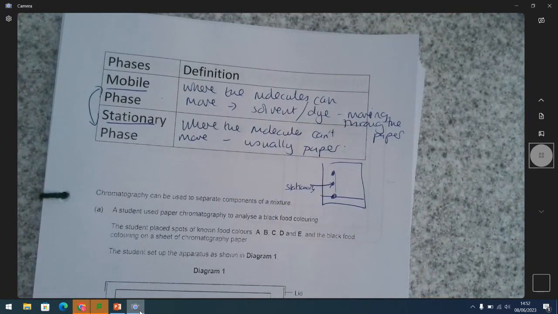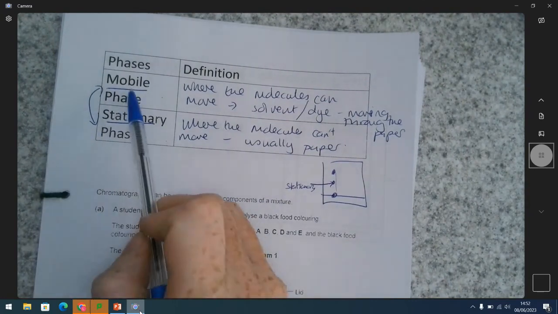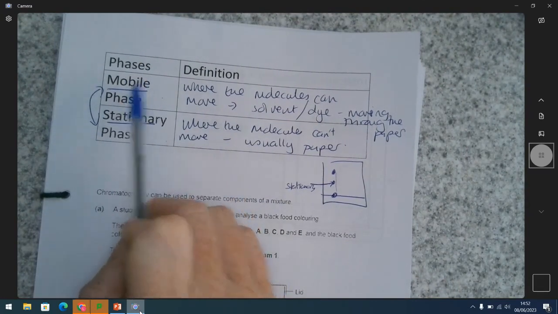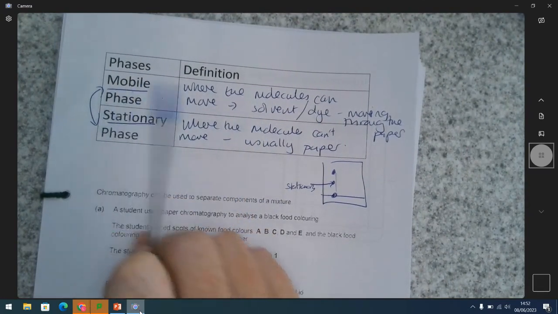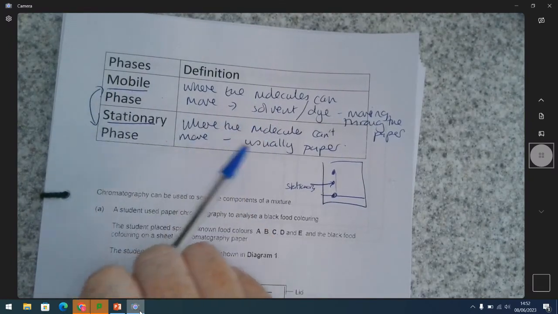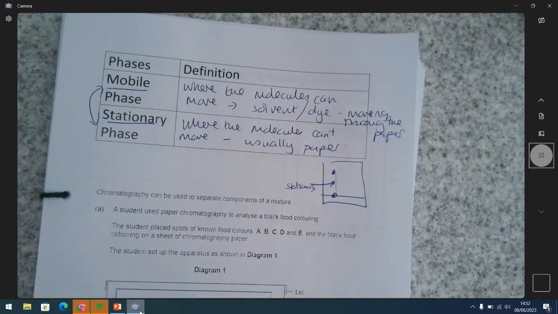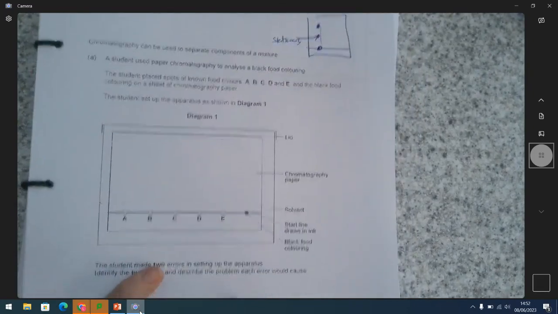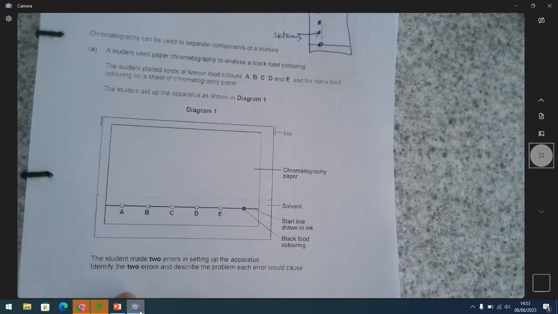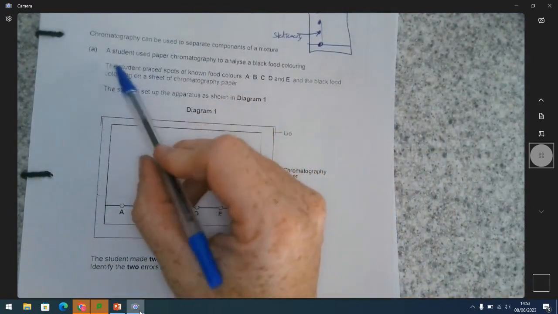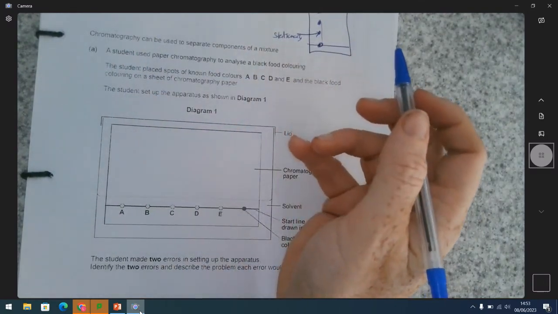But typical questions are ticky boxy ones where you could be matching up the phase to the definition. Know that the mobile phase is the solvent, the stationary phase is usually the filter paper. So what I thought we'd do is look at some exam questions on this just to see the types of questions you get asked. So again, stop the video, have a go at the question, give it a go.